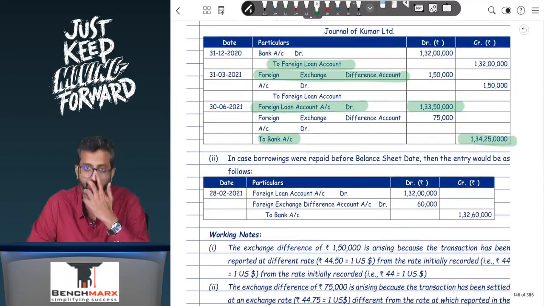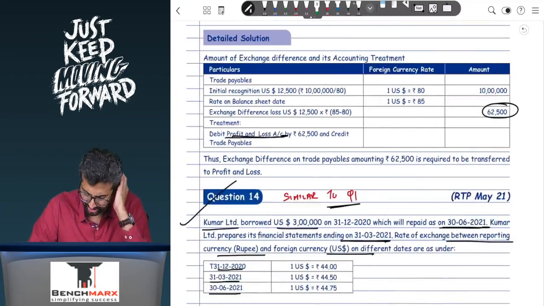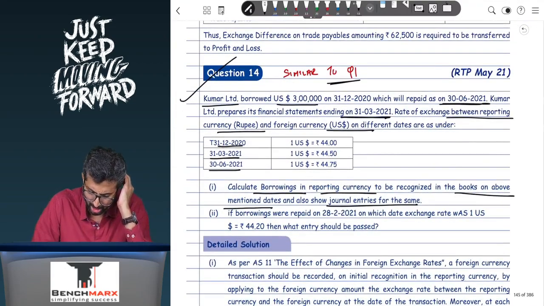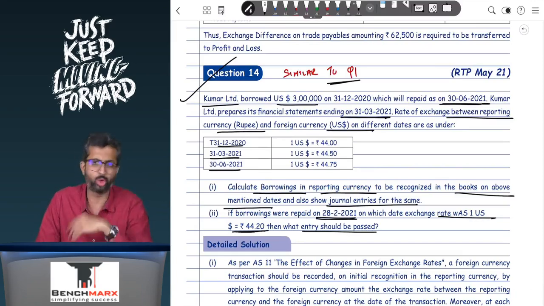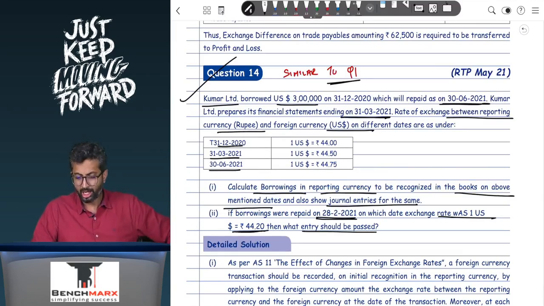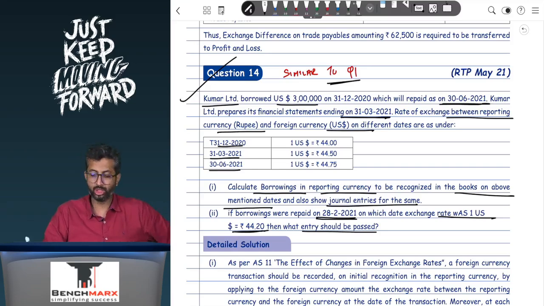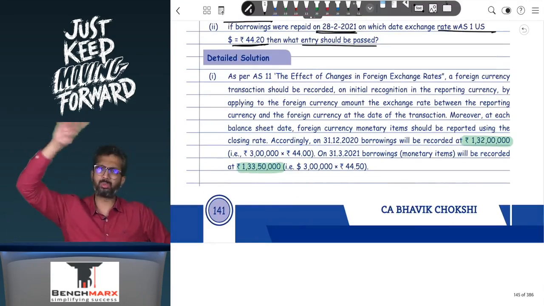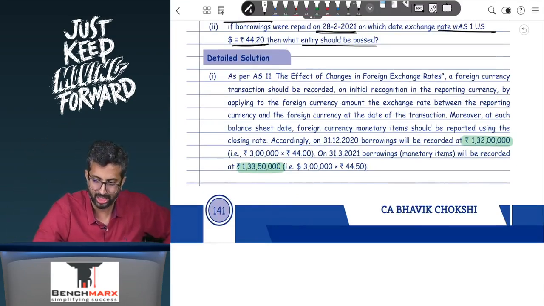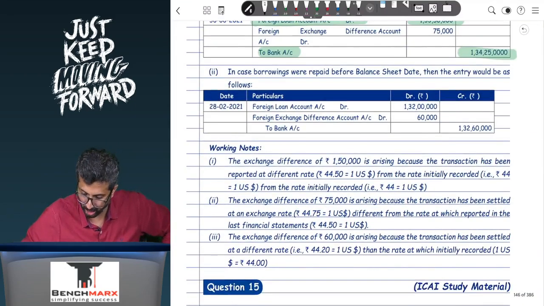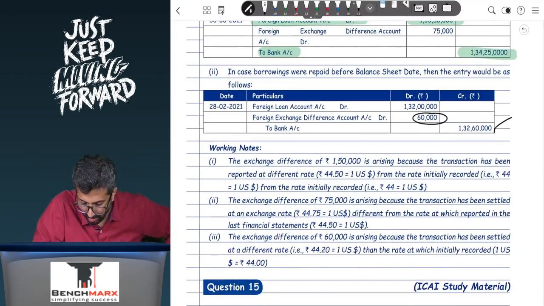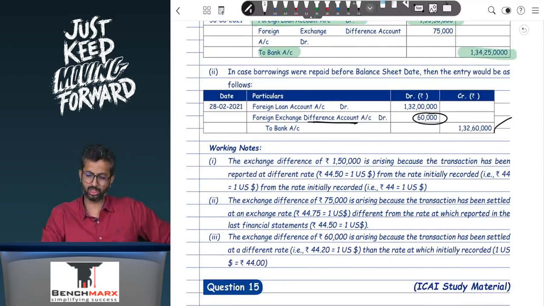There's a further loss. Okay, second part says in case the borrowings were repaid on 20th February when the rate was 44.2, then it is the easiest. You don't have to remeasure anything. If they are repaid on February, after passing the first entry for the loan at 44, that is at 1 crore 32 lakhs, you will repay the loan. Loan account debit 1 crore 32 lakhs to bank, 3 lakhs into 44.2, that is 1 crore 32 lakhs 60,000, and hence the balancing figure will be foreign exchange difference account which will go to the P&L account.